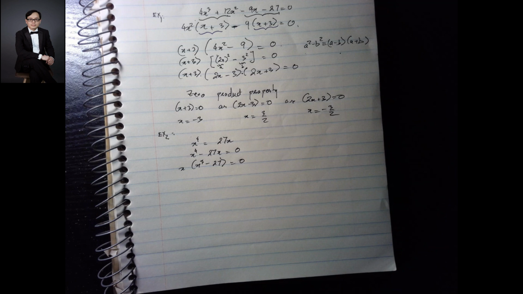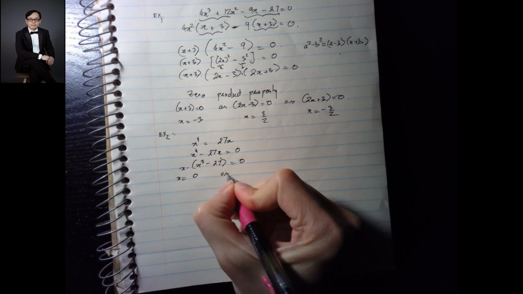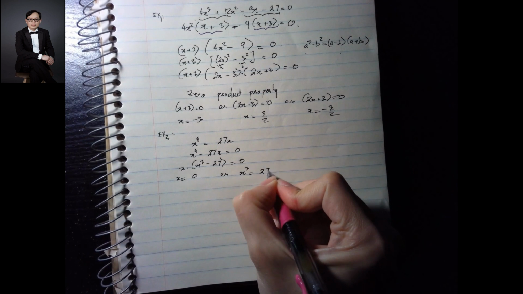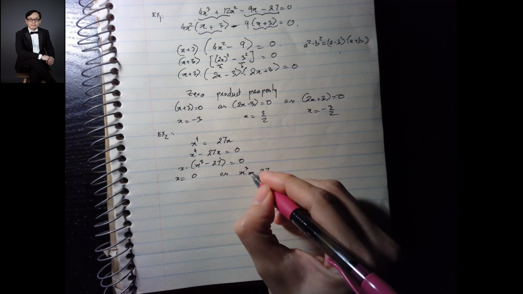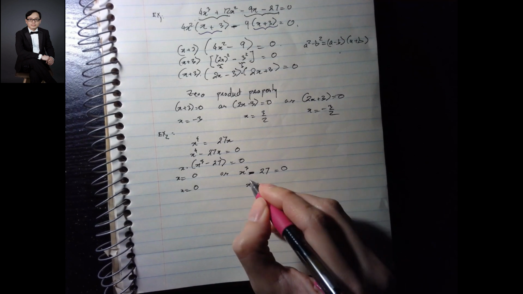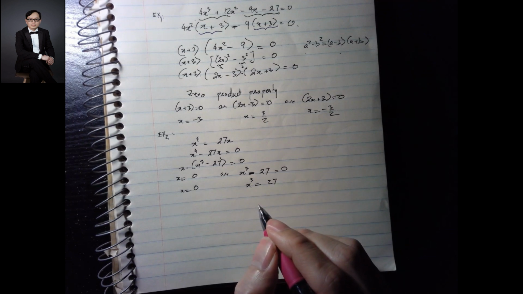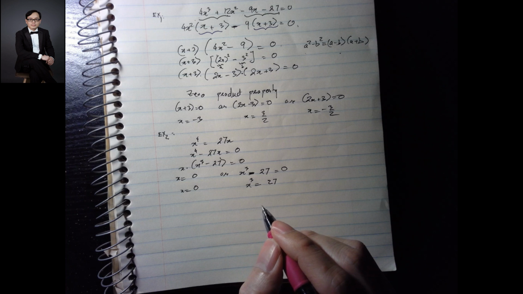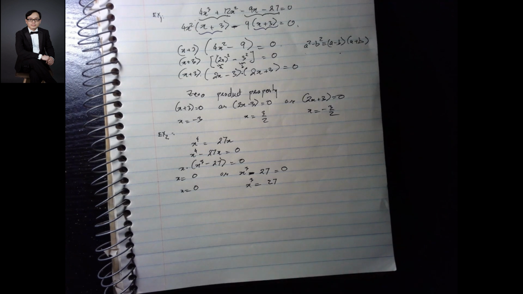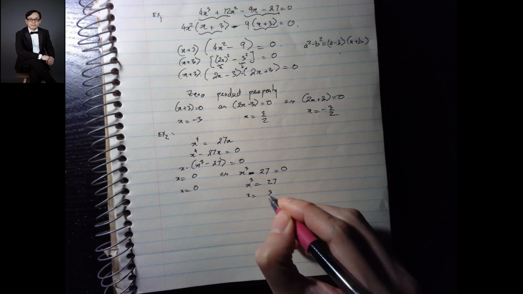Right here is in the product form already. I can use zero product property, so I have x equal to 0, or x to the 3rd power minus 27 equal to 0. So they give you what? X to the 3rd power equals 27, and over here I take the cube root to give you 3.